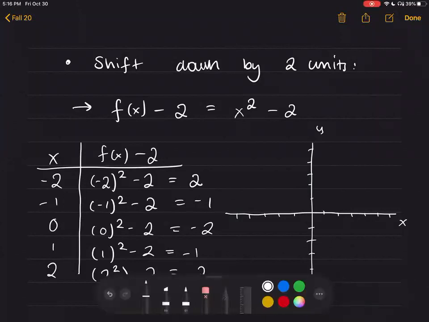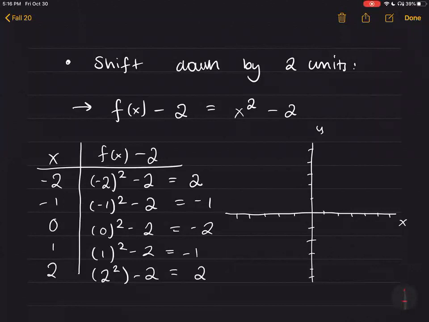And now if we graph these on the coordinate plane and plot these points, we have -2 and then up to here. And then we've got -1, -1.